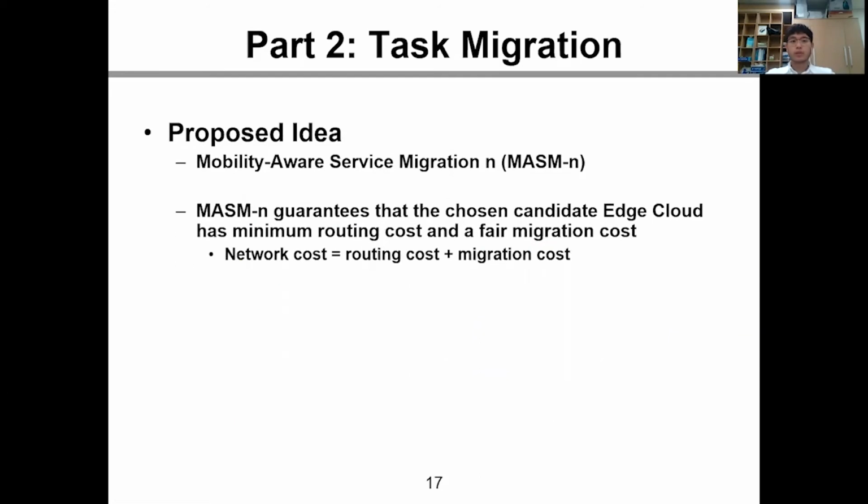So we propose mobility-aware service migration, MASMN, that guarantees the chosen candidate HCloud will have a minimum routing cost and a fair amount of migration cost. The routing cost and the migration cost are added to become the network cost.